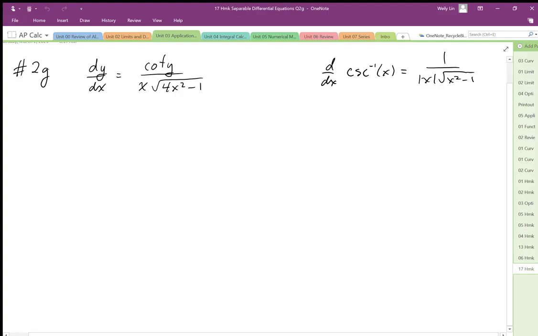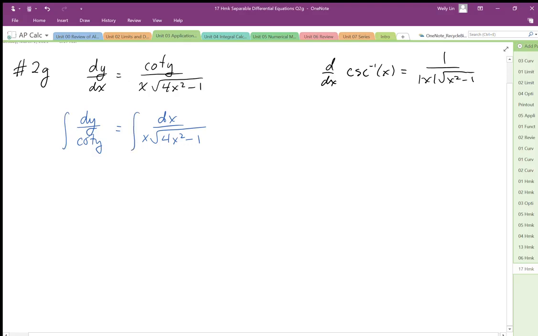Number 2g, we have cotan y over x root 4x squared minus 1. So these are separable, and when we separate this, we end up with this expression: dy over cotan of y is equal to dx over x square root 4x squared minus 1. Now I'm going to rearrange this a little bit because we want to integrate both sides of this.